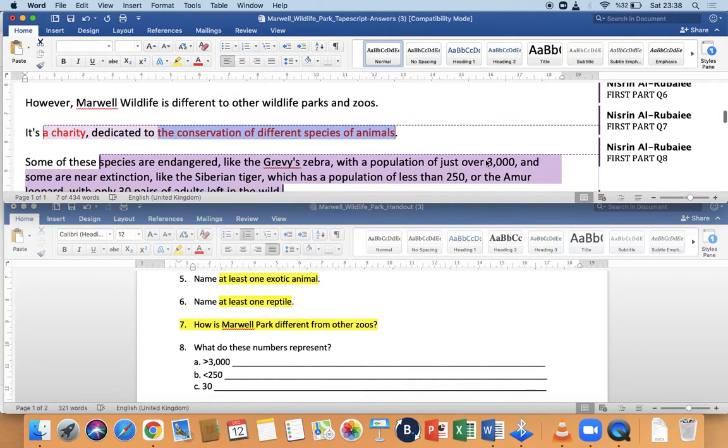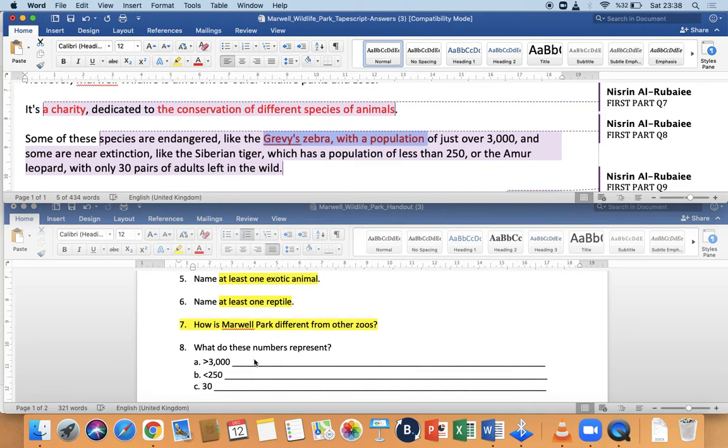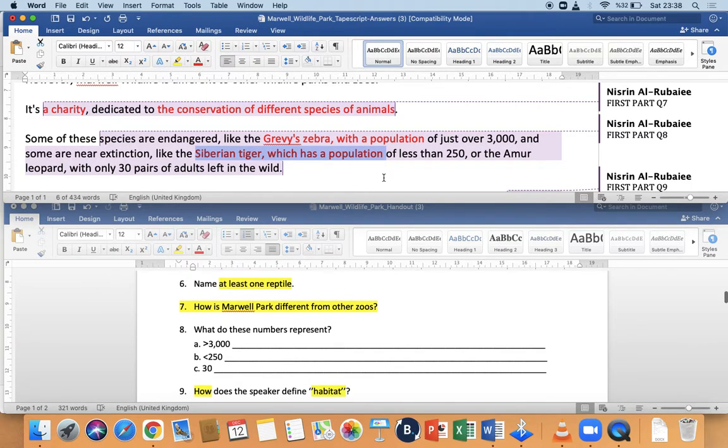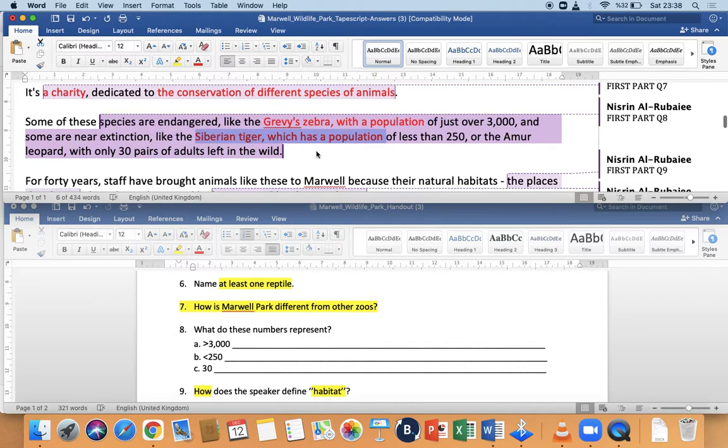Let's look at the first number, 3,000. It is Grevy's zebra population. Next one, 250. It is Siberian tiger's population. And last one, 30. It is about leopard actually. Only 30 pairs of adult leopards, whatever. You should include pairs here because it is important.